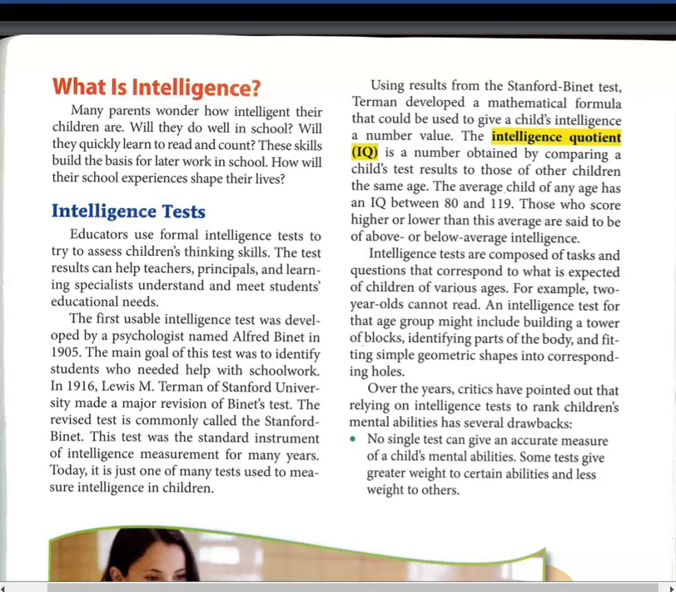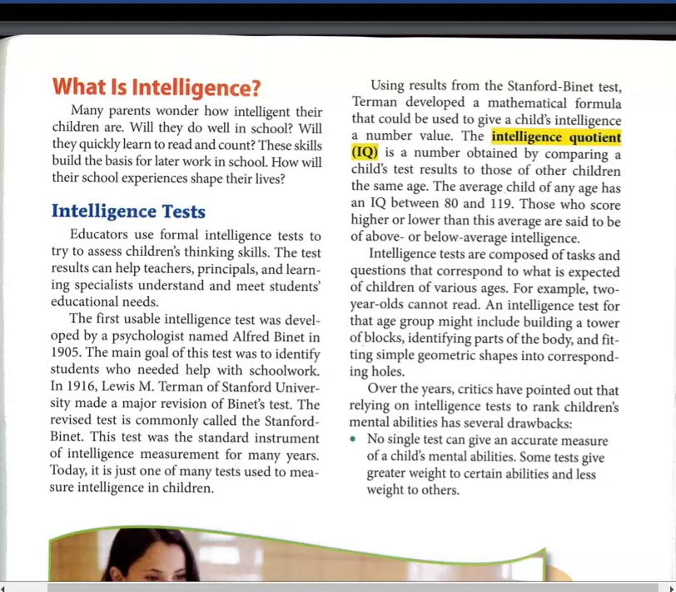Most caregivers and parents want to know how well their kids are going to do in school, how quickly they're going to learn to read and count, these kinds of things, right? These skills build the basis for later schoolwork. And they want to hypothesize what they learn in school, how that's going to shape their lives, right? Because everything they're doing as kids is going to have an impact later on in their life.